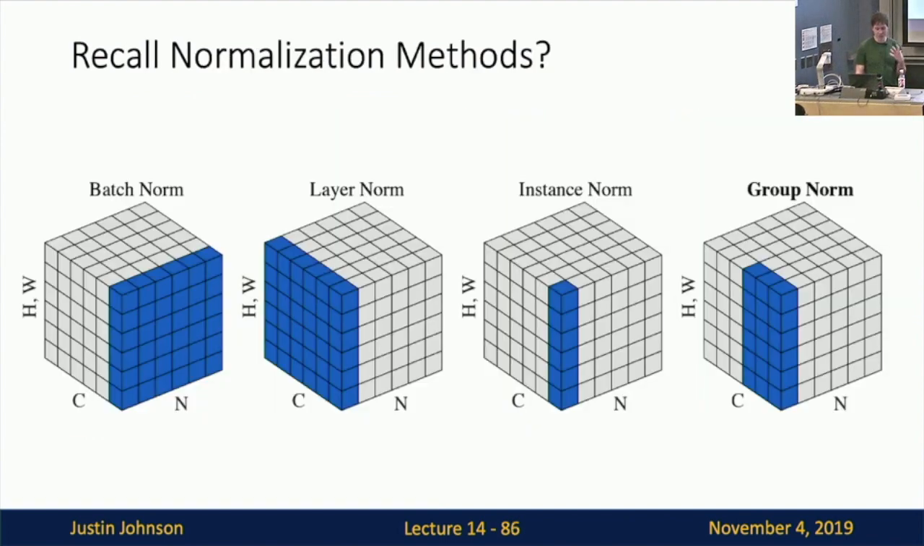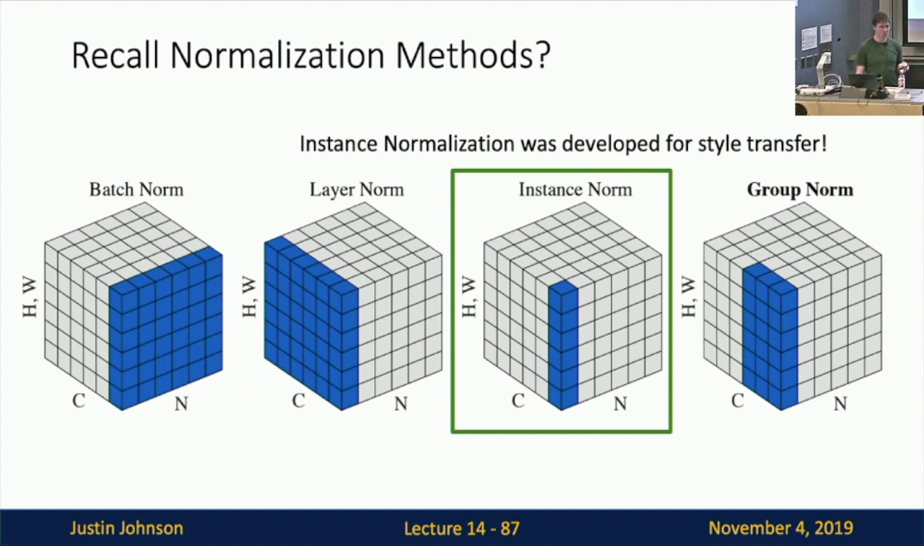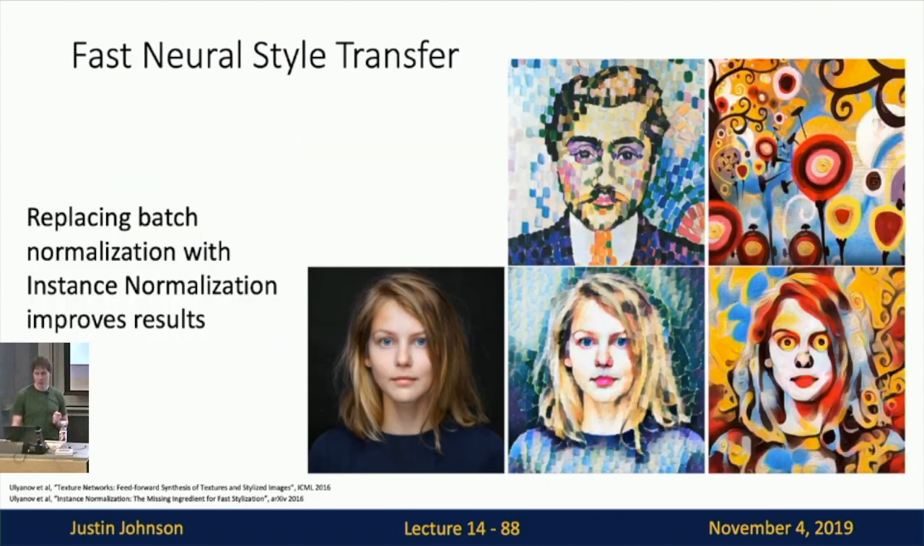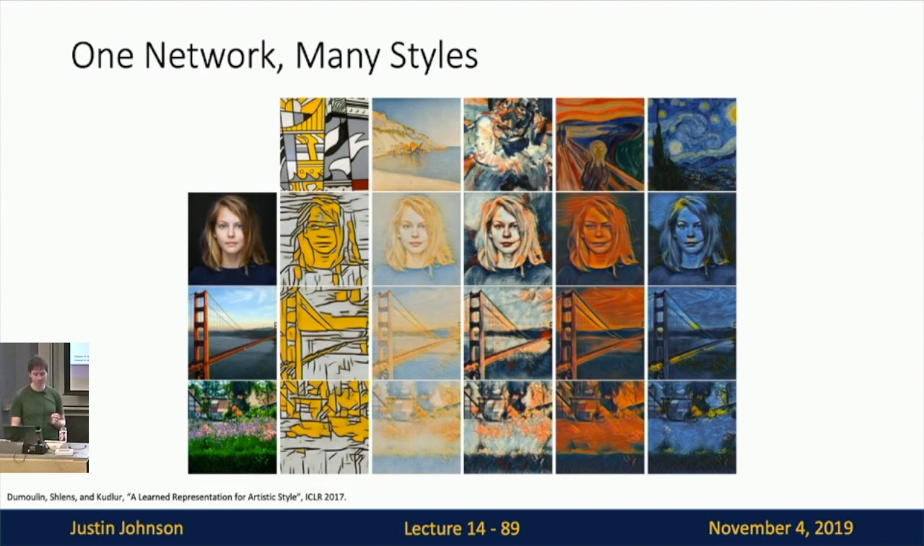So actually, to bring this back a little bit, you remember these different normalization methods that we talked about many lectures ago? Batch normalization, layer normalization, instance normalization, group normalization. Well, it turns out that one of these, instance normalization, was originally developed for the task of real-time style transfer. So it turns out that using instance normalization inside these style transfer networks is really important for getting high quality results from this fast neural style transfer algorithm. So that's where instance normalization comes from.